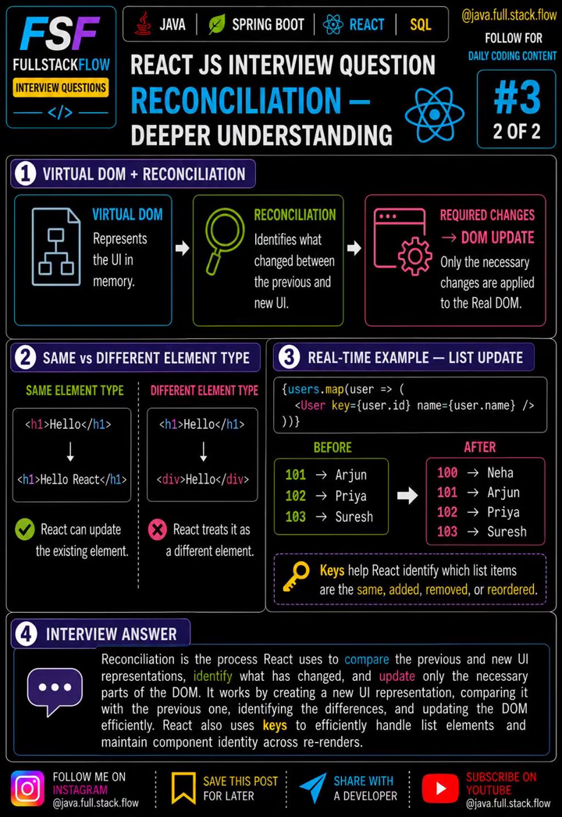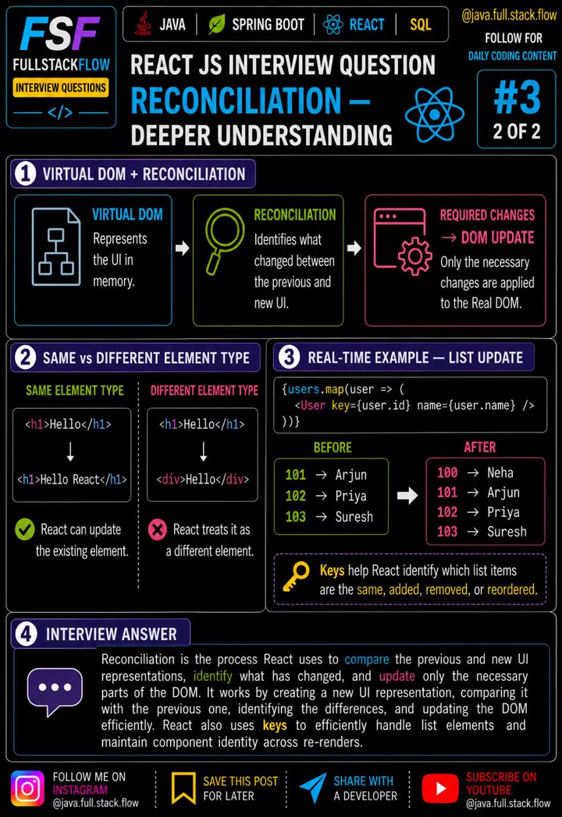Next, now let's look at a real-time example with a list. Suppose initially we have 3 users: Arjun, Priya, Suresh. IDs are 101, 102, 103. Now a new user, Neha, ID 100, is added at the beginning of the list. React needs to determine which users are the same, which user is newly added, and whether any items have been removed or reordered. This is where keys are very important. Each list item gets a unique key such as the user's ID. React uses these keys to identify which items are the same, added, removed or reordered. So instead of treating every list item as completely new, React can efficiently understand the changes in the list.